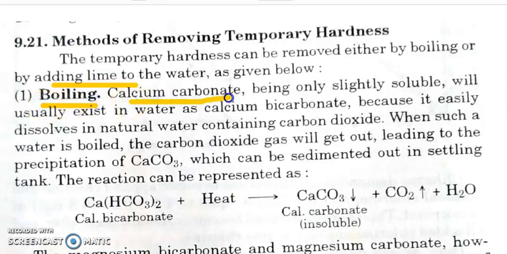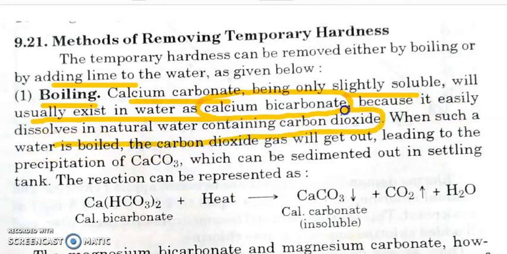Calcium carbonate, which is slightly soluble, generally exists in the water in the form of calcium bicarbonate, because calcium bicarbonate easily dissolves in natural water containing carbon dioxide. Therefore, when you boil the water and the carbon dioxide gas is driven out, once again the calcium bicarbonate gets converted into calcium carbonate, which is insoluble in the water. Hence it precipitates as calcium carbonate, and this can be sedimented out in a settling tank.